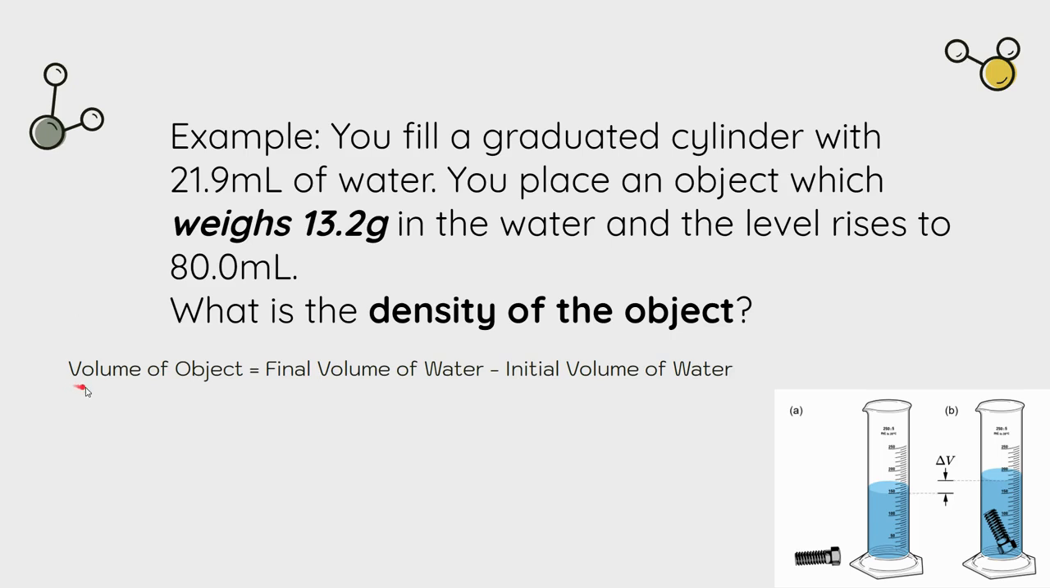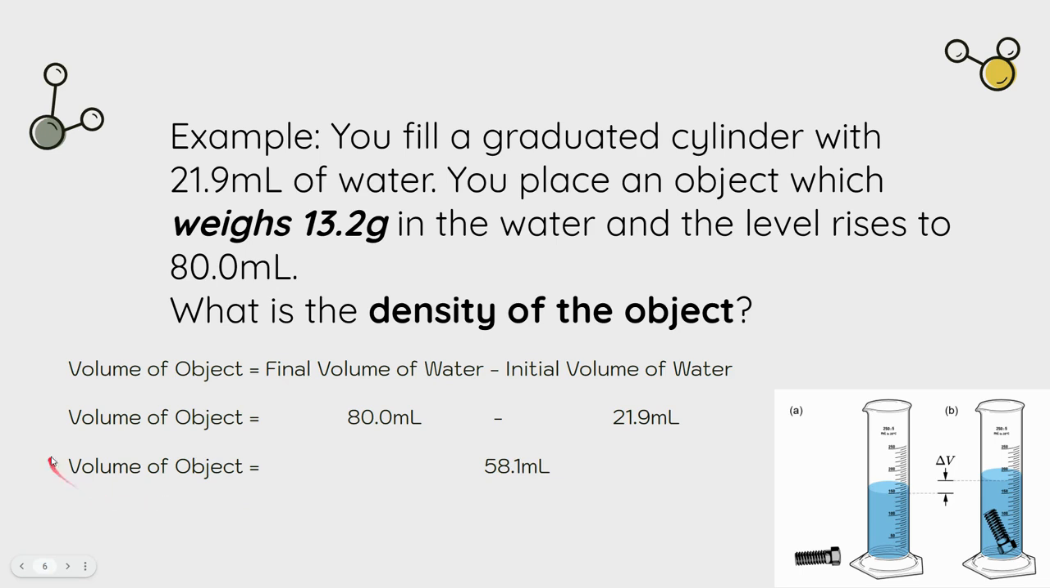As before, the volume of the object is the final volume of water minus the initial volume. For final volume of water, that's what it rose to, 80.0 milliliters, and the initial volume is 21.9 milliliters, where it started. I will plug those values into my equation and subtract to find that my object is 58.1 milliliters, and that's the volume, not the density, because we only calculated the volume so far.